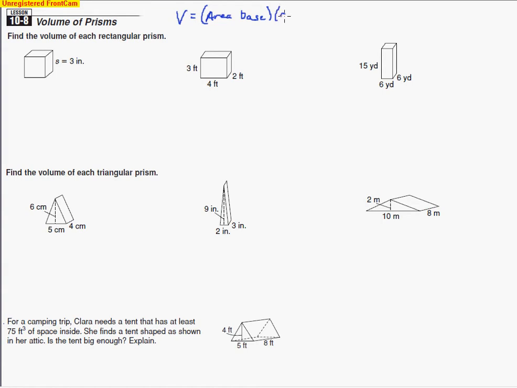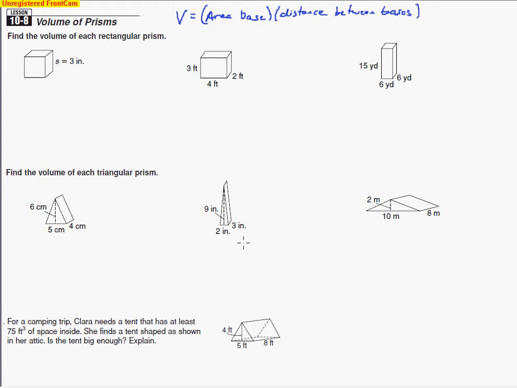So I'm going to write down distance between bases. There's always two bases when we're dealing with a prism. And you can see that on these triangular prisms here, especially this one over here. You see how there's a triangle here, and there's another triangle exactly the same on the opposite side.